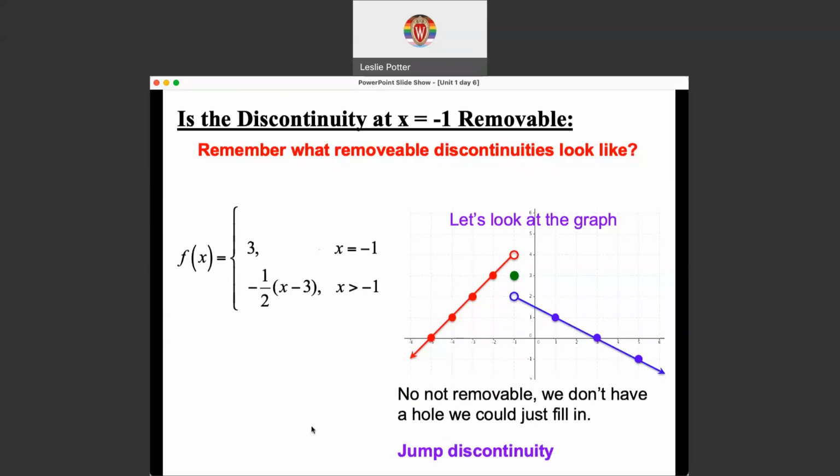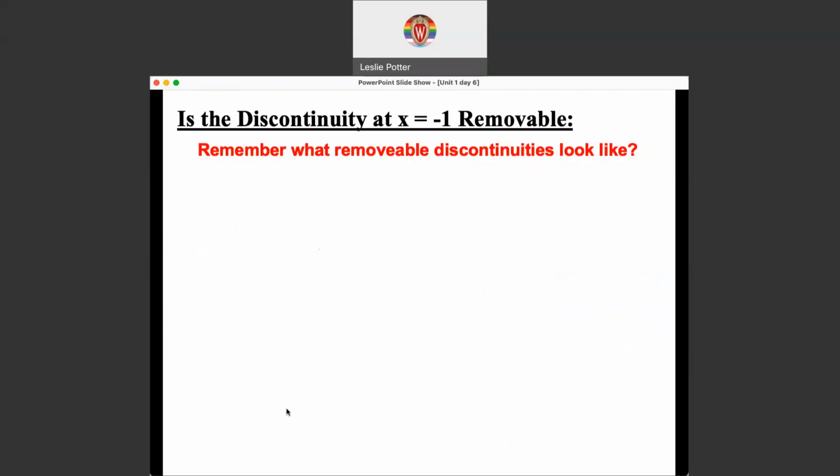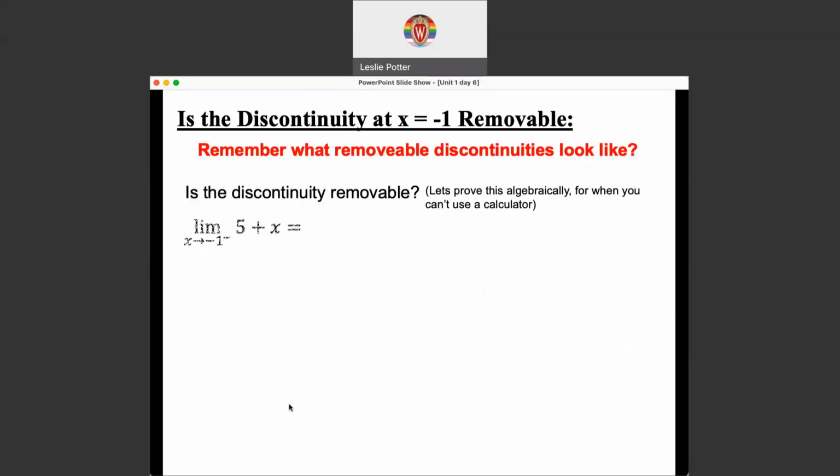And so again, it's a jump discontinuity. That's what it looks like. Okay, let's take a look at this. We have the limit as x approaches -1 from the left of 5 plus x.